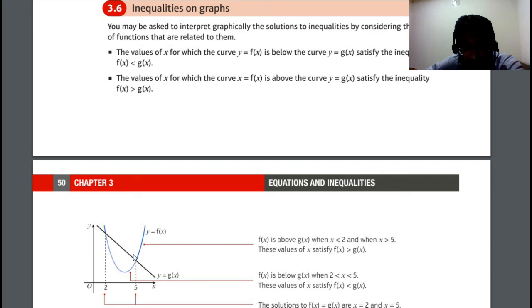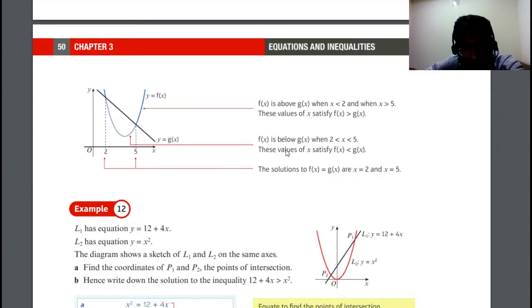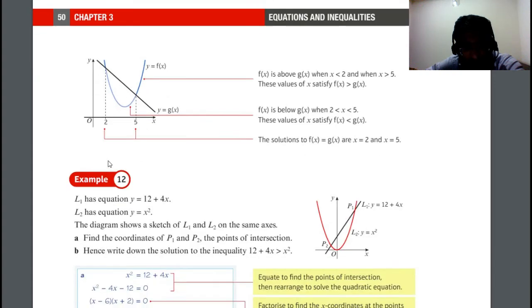So in this particular case, from 2 to 5, this black line is above the parabola, right? So if the black line is g of x and this parabola is f of x, then from 2 to 5, g of x is greater than f of x. For this range from 2 to 5 it's greater than, and other than that, f of x is greater than g of x.